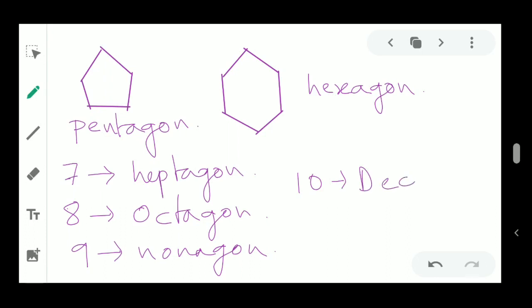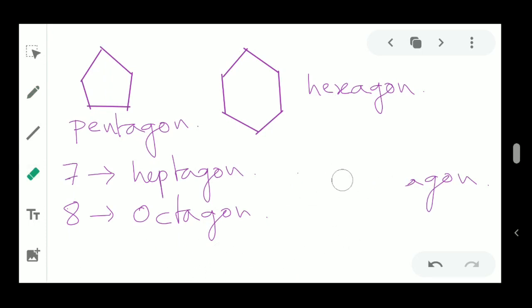But these two things are not required. So this 9 number of side and 10 is not required right now. Till 8 it is important. Okay. Now moving to the next one.